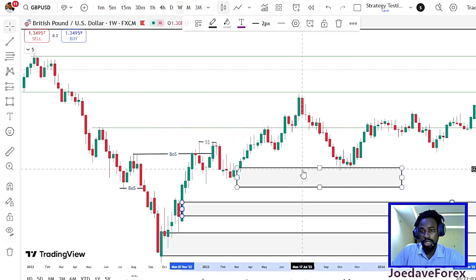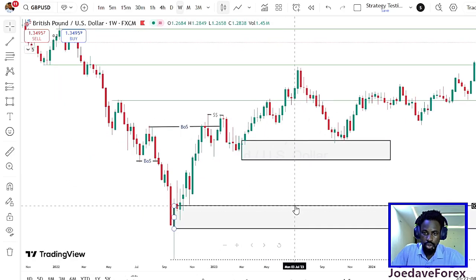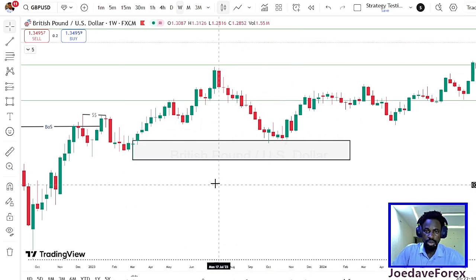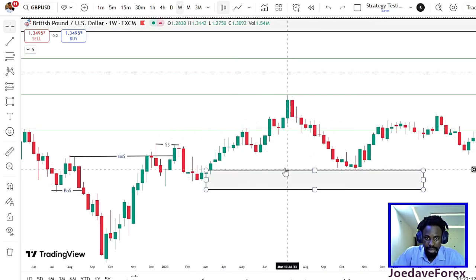Once I plot a new order block, I'll try to delete the previous one because I don't want the chart to look too rough. All right, so I'm going to delete the previous one. Now this is the new order block we have here.